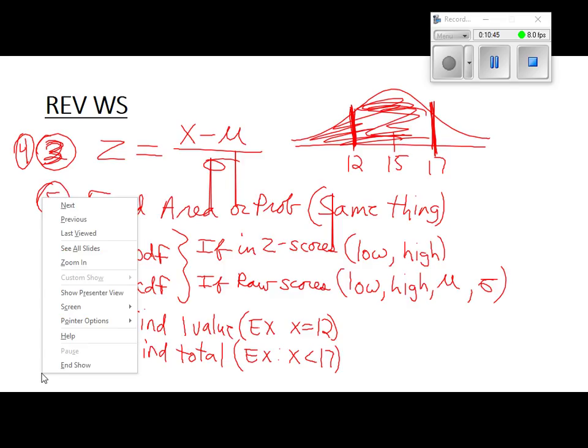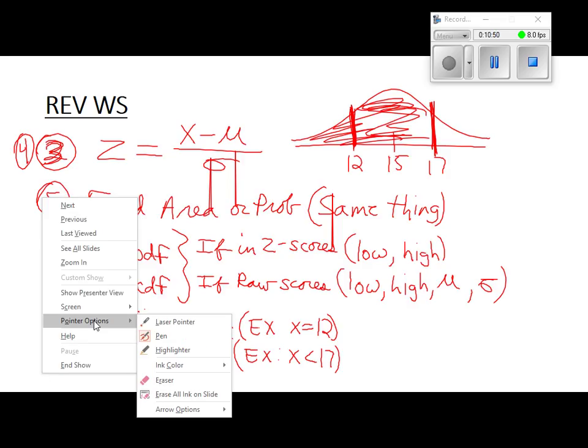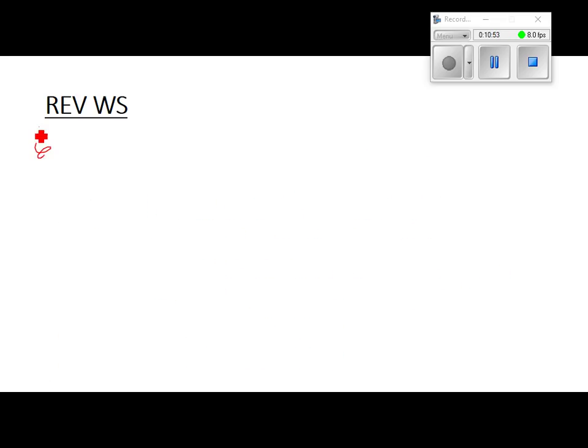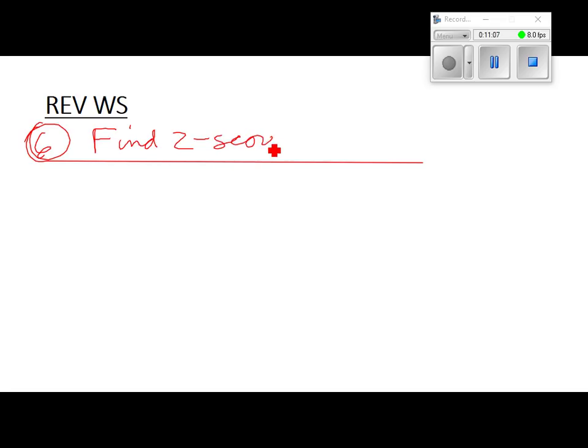Number 6, if you're trying to find the z-score. Actually, it should say if you're finding a z-score or a raw score. Then we're using the chart backwards, or on your calculator you're using inverse normal.